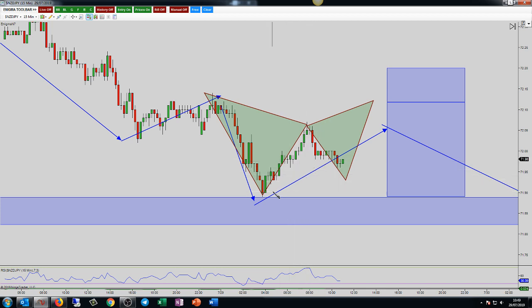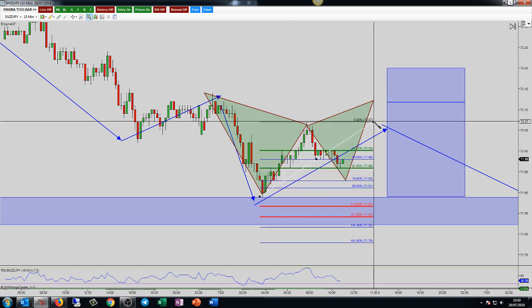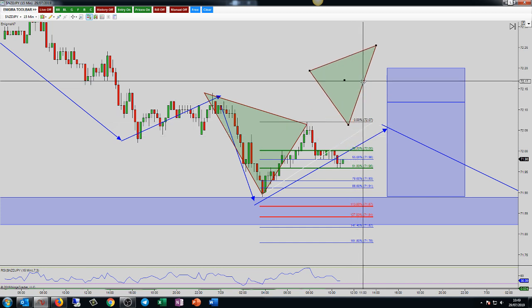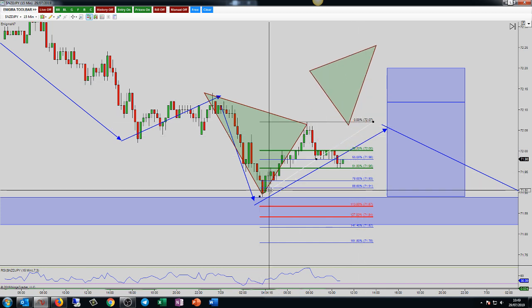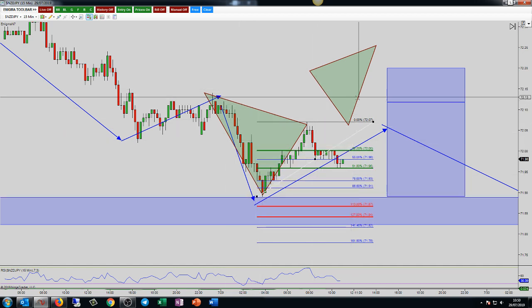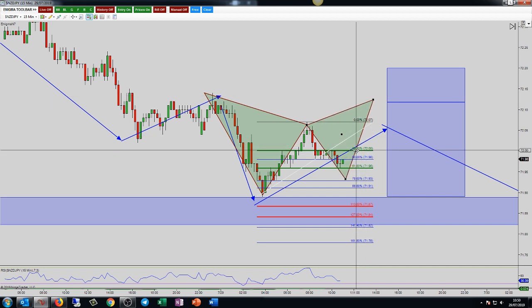But you do need this pattern to be valid. We haven't as yet come down to... have we hit the 618? We may have done. We may have come down and hit that 618. Yes, we have. Okay, so this pattern is actually valid.